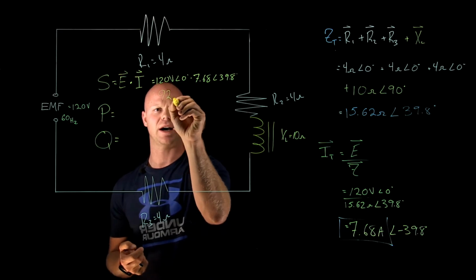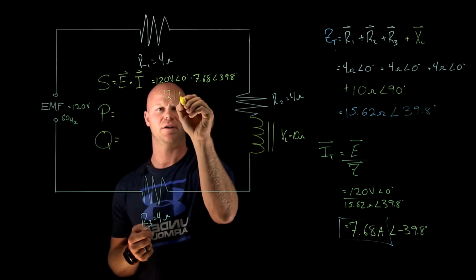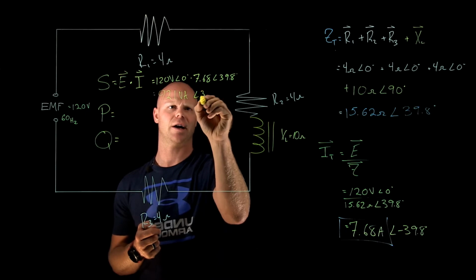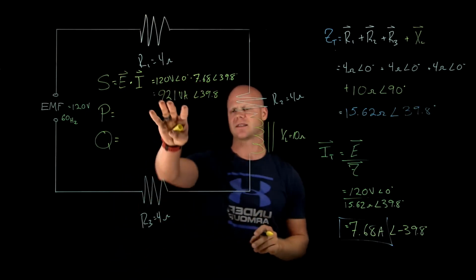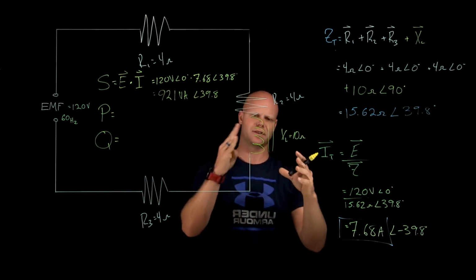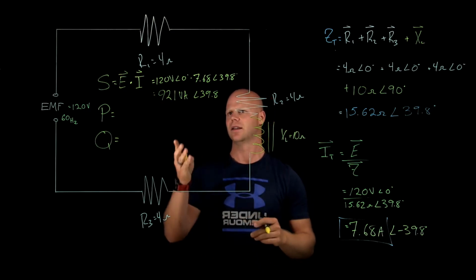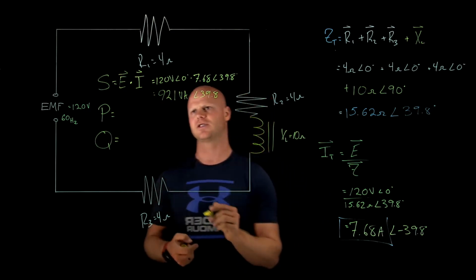I end up with 921 VA at 39.8 degrees. That's a positive VA, therefore it's a positive angle, and I'm consuming that apparent power. So the same is true for watts.